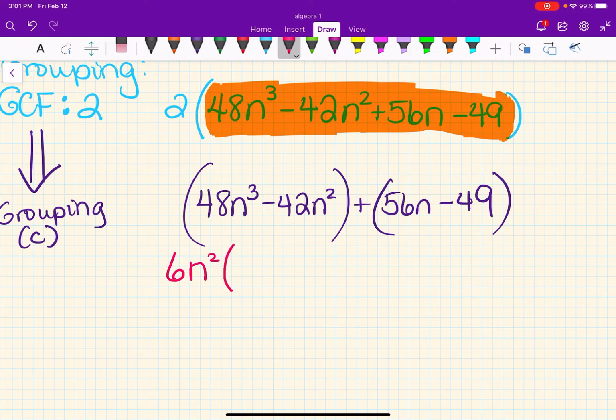So 48 divided by 6 is going to be 8. And I took 2 n's off and put them out front, so I only have 1 left inside. And then negative 42 divided by 6 is 7, but I took both of those n squares and put them out front.